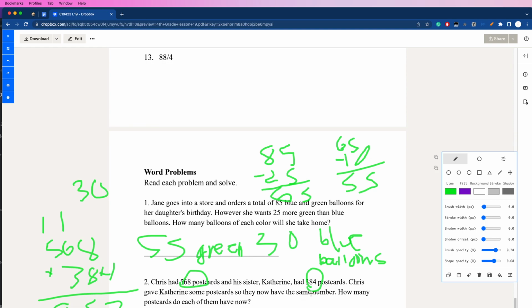And then since they need to have the same number, we divide the total by 2 for each person. So 2 goes into 9 4 times. So 8, 1, 15. It goes into 7 times. 14, 1, 12, 6 times. So 476 postcards is what each of them gets.